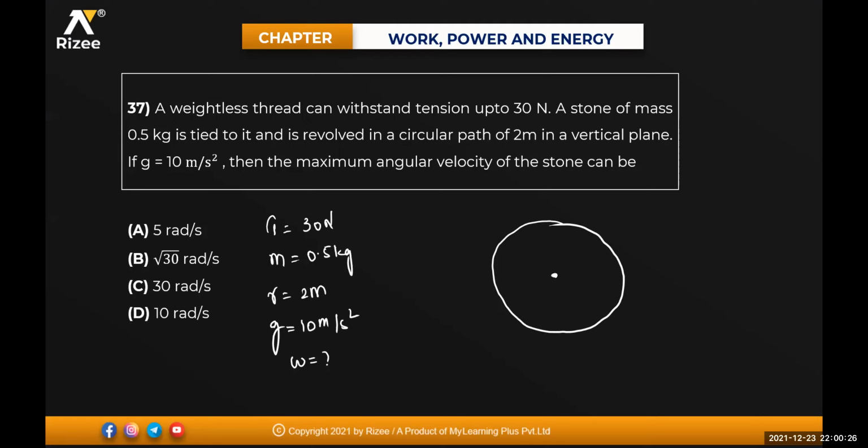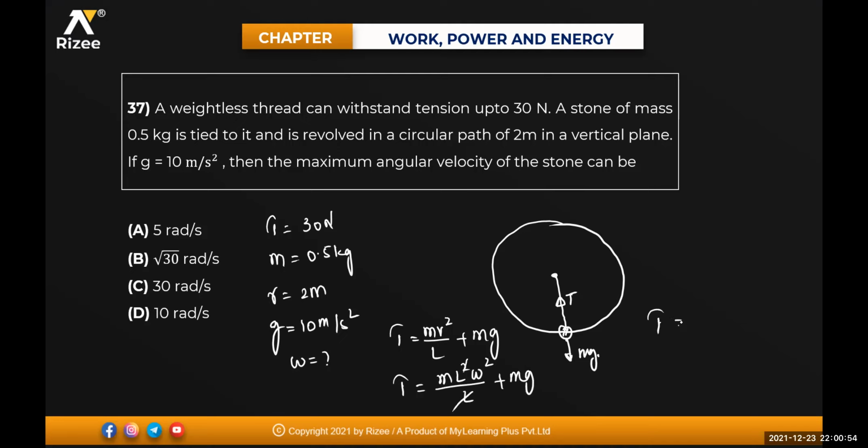Maximum angular velocity: here there is a stone, there is a tension T, and weight of the body is in the downward direction. So what will be the relation? T at the lowest position is equal to m v square divided by length L plus m g. Here v is equal to L omega, so v square is L square omega square divided by L plus m g. This one will get cancelled. So T will be equal to m L omega square plus m g.